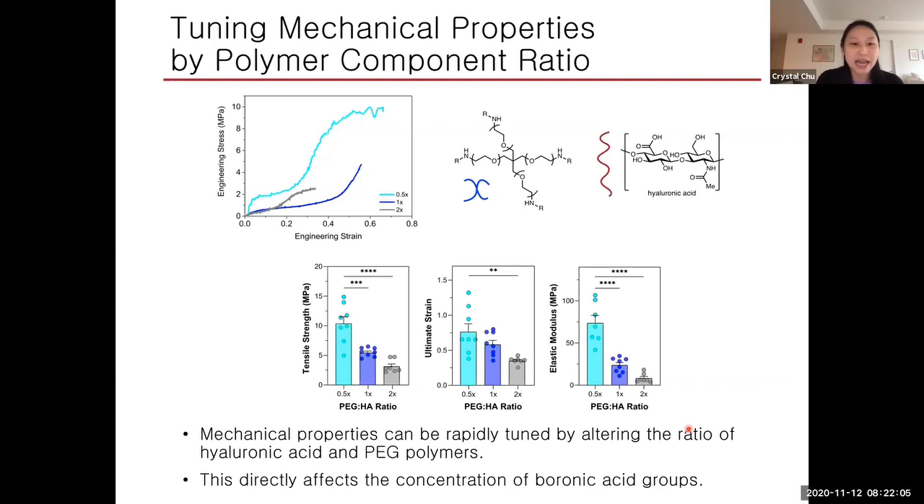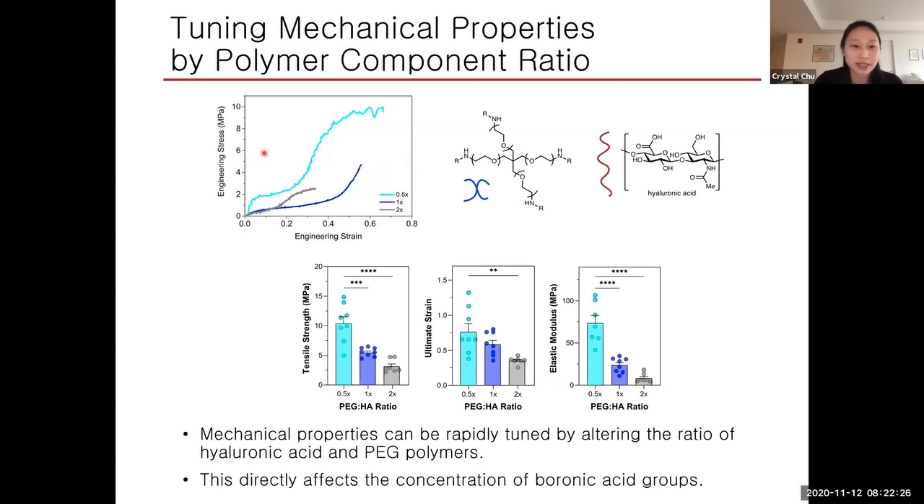And then lastly, this is a really simple way to tune the properties of these fibers that we wanted to look at, which is simply mixing our two polymers in different ratios, right? So this doesn't require any synthetic labor, and you can see some different mechanical properties in this way.